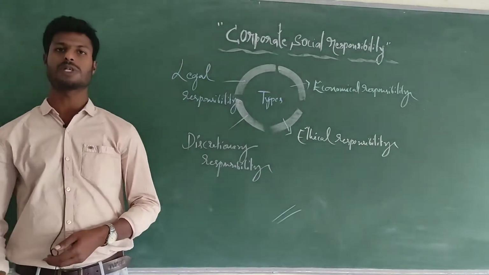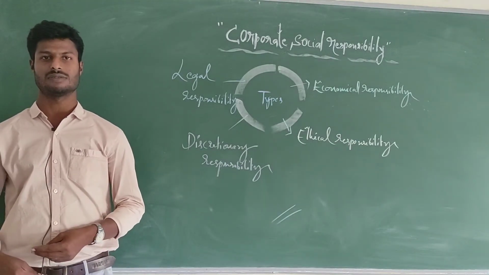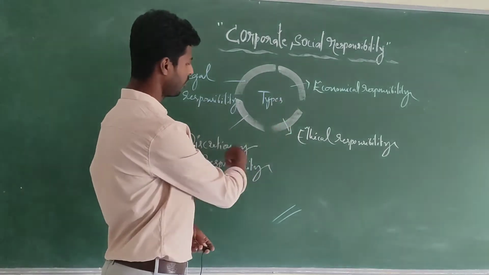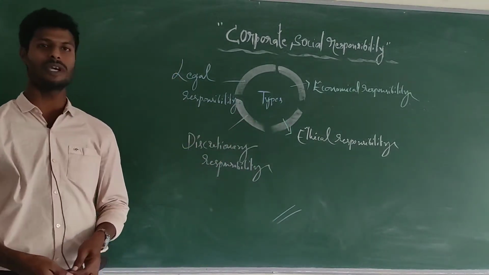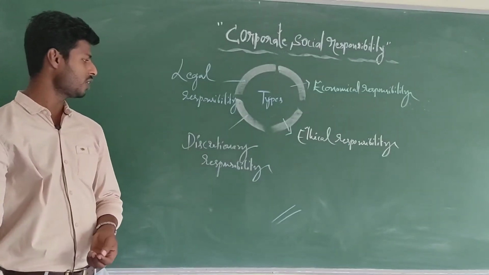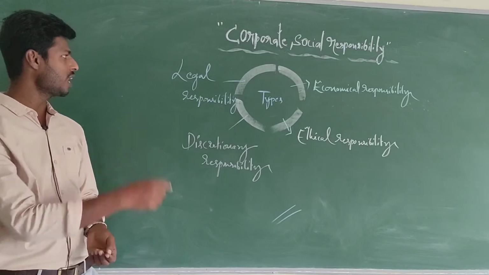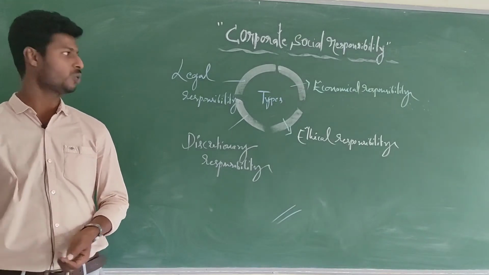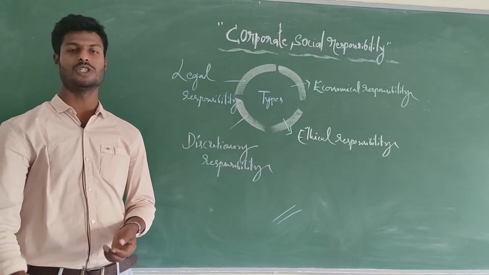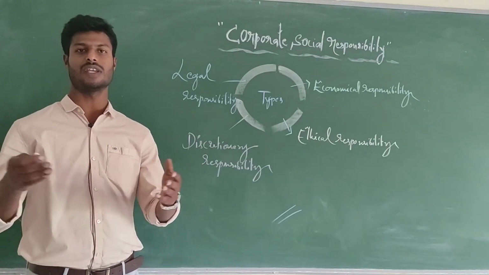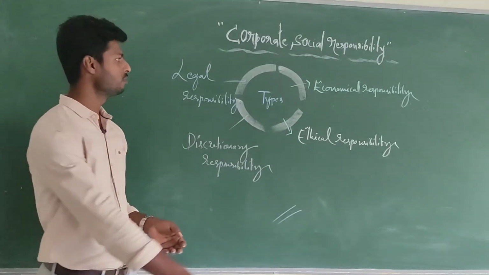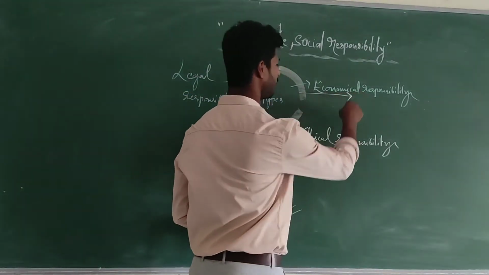Here are various types of corporate social responsibility, which means the owners of the organization move forward in different angles. First one is economic responsibility, second one is ethical, third one is discretionary responsibility, and the last one is legal responsibility. So these are the responsibilities of owners of the organization towards various communities and various parts of the society for their welfare. The first one is economic responsibility of the company.